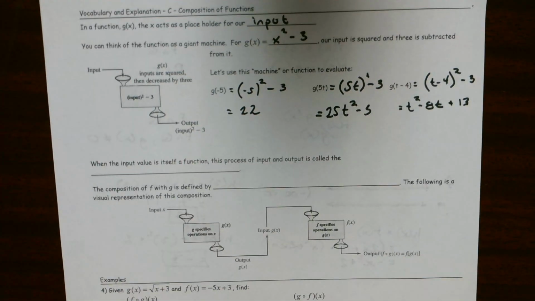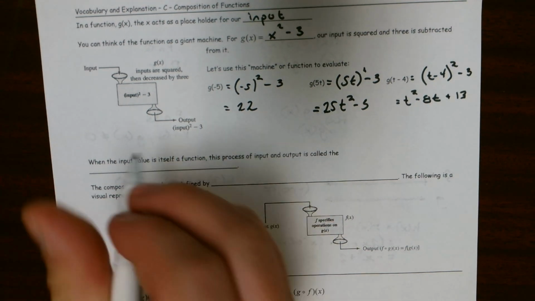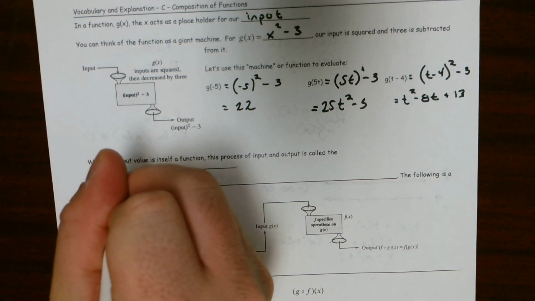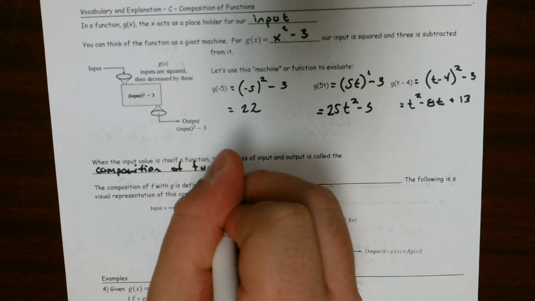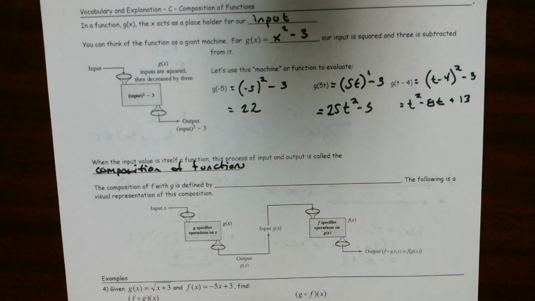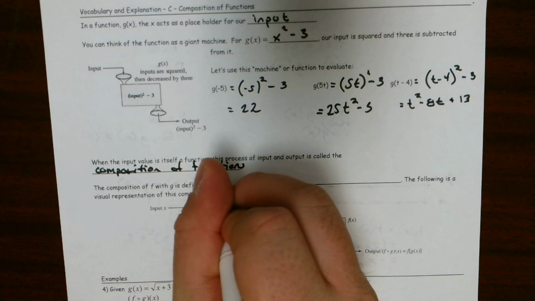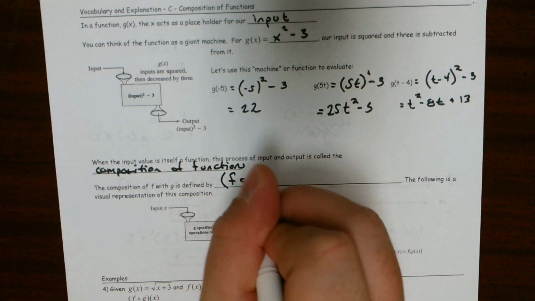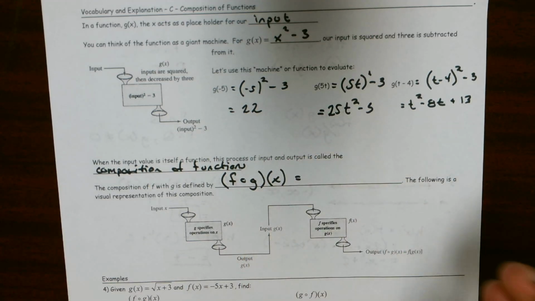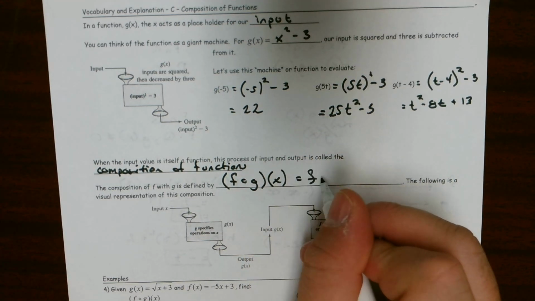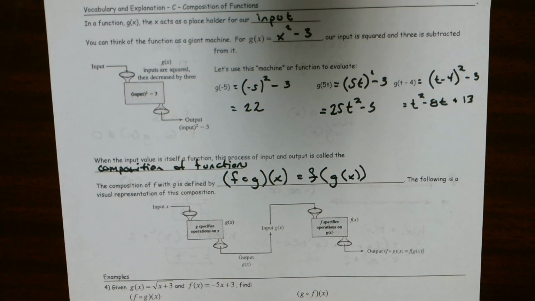Okay, so when the input value is itself a function, this process is called the composition of functions. When you're plugging a function into another function. The composition of f with g is defined by, you've probably seen this before, f with an open circle, g of x, or sometimes you see it written as f of g of x, which is most commonly how we're going to refer to it.